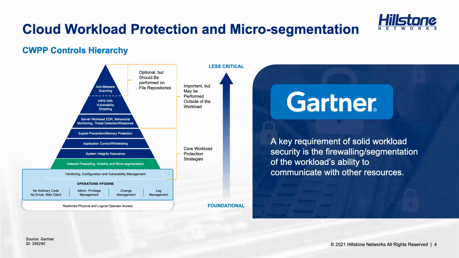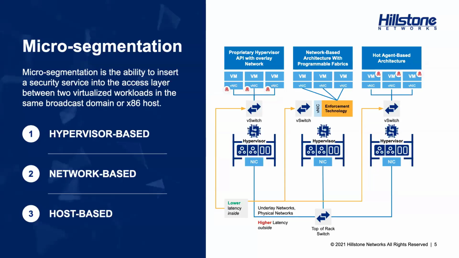Speaking of implementing micro-segmentation, there are 3 ways of implementing it: through the hypervisor, through a host or agent, or through the network. That takes us to our solution, which is to have our service CloudHive installed at the vSwitch level, meaning we have a network-based architecture with programmable fabrics. A network-based architecture would be hypervisor agnostic, meaning it can adapt to any type of hypervisor you choose to use.